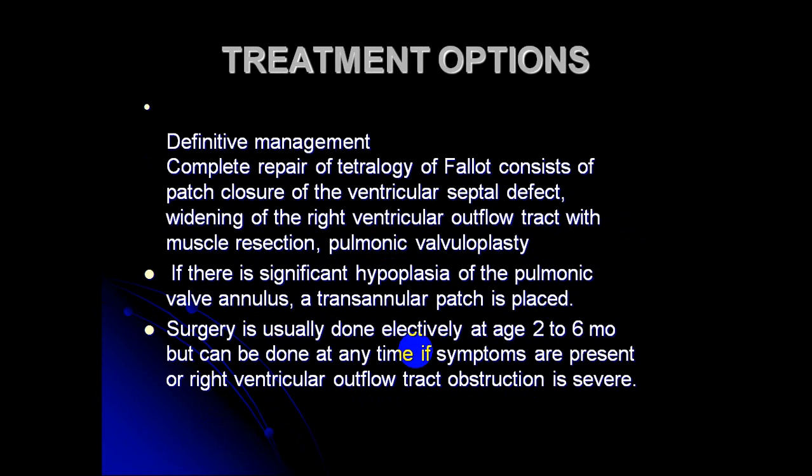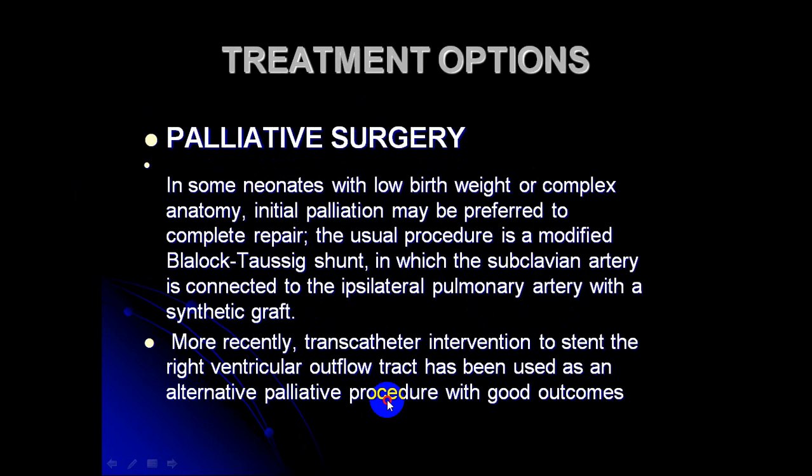In treatment, the definitive management, complete repair of tetralogy of Fallot, consists of patch closure of the ventricular septal defect and widening of the right ventricular outflow tract with muscle resection and pulmonic valvuloplasty. These are the main steps in the definitive treatment. If there is significant hypoplasia of the pulmonary valve annulus, or aplasia or atresia, a transannular patch is placed. Surgery is usually done electively at age 2-6 months of life, but can be done at any time if symptoms are present or right ventricular outflow tract obstruction is severe.